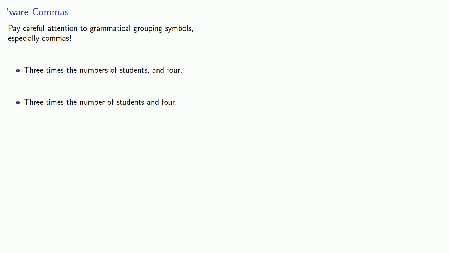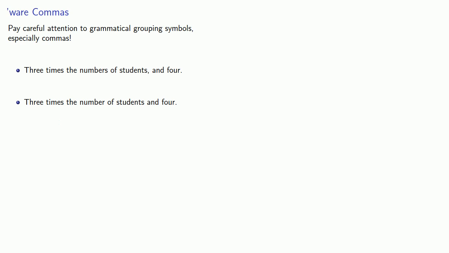What's important to understand here is that the comma in the first sentence means that the phrase preceding the comma is one thing. On the other hand, in the second phrase, the lack of the comma means the number of students and 4 is one thing.